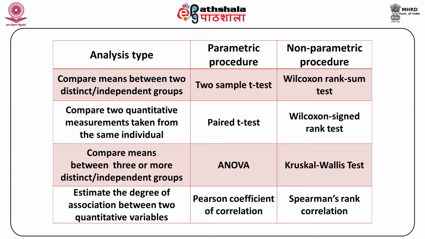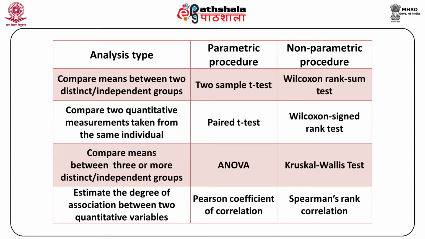We can see in the table we have analysis type, parametric procedure and non-parametric procedure. If the analysis type is to compare means between two distinct or independent groups, then for parametric procedures we use two sample t-test, and for non-parametric procedures we will use Wilcoxon rank sum test. If we have to compare two quantitative measurements taken from the same individual, then for parametric procedure we use paired t-test, and for non-parametric procedure we will use Wilcoxon signed rank test.